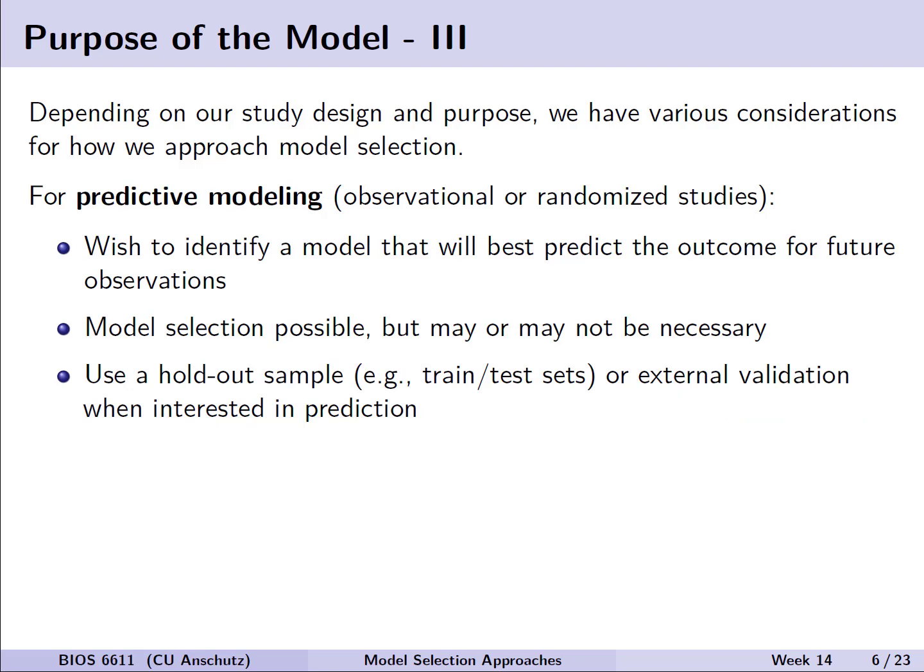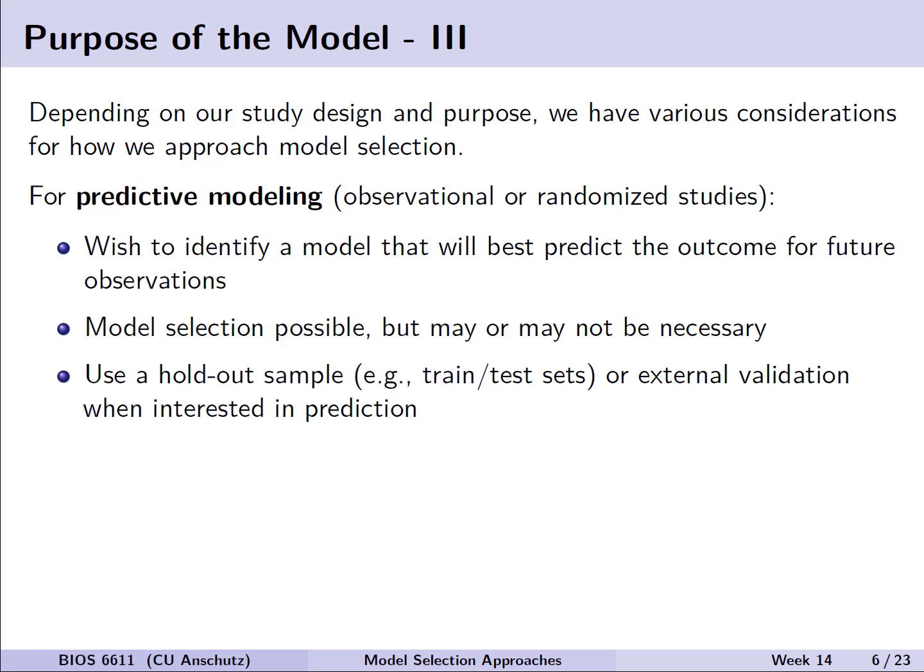Finally, a third type of modeling that we haven't discussed too much this semester, but we will have in future classes, is the idea of predictive modeling. In other words, this could be from an observational or randomized study, but we wish to choose a model that best predicts an outcome for a future observation. Model selection is possible in this case, but may or may not be necessary depending on our intent.